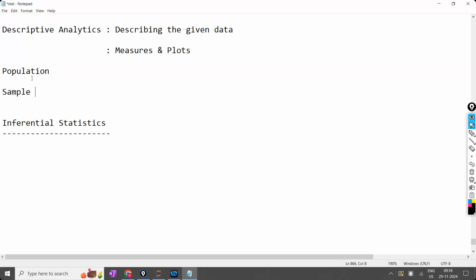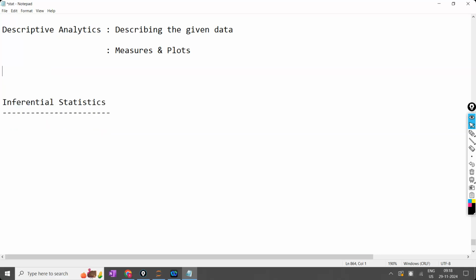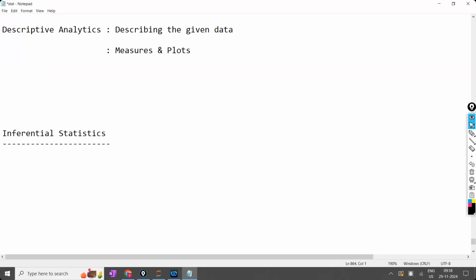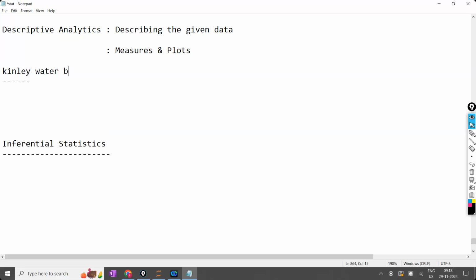Let's take an example, like a Kinley water bottle. Remember this example. Like this, we are going to discuss multiple examples, not just one. The first one is the Kinley water bottle, a 1 liter water bottle. So the Kinley water bottle of 1 liter is there. 1 liter means equal to 1000 ml.